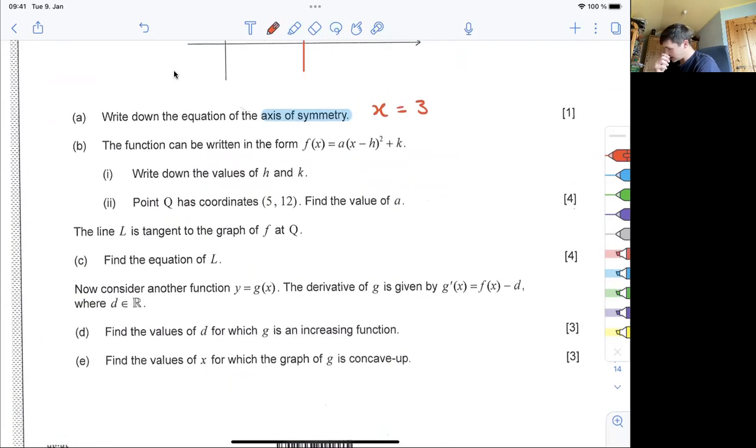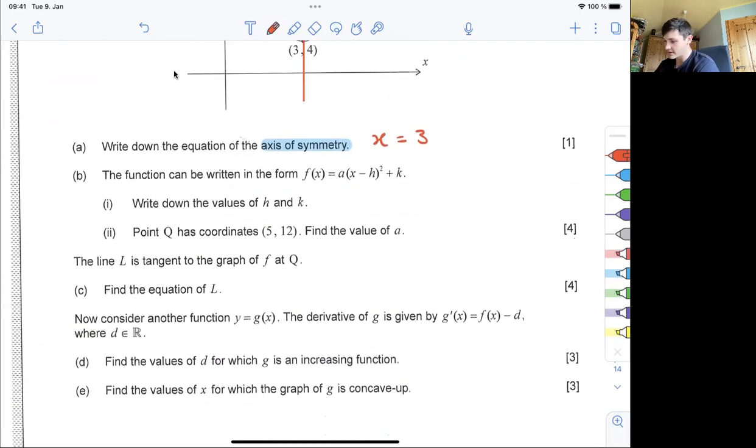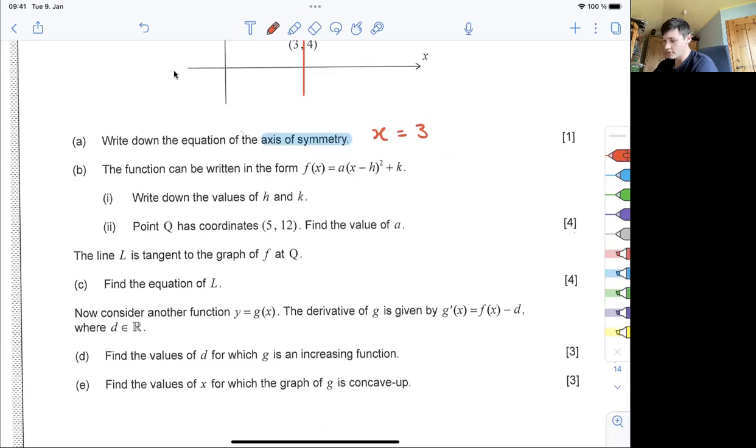So the line L is tangent to the graph of f at Q. Find the equation of L. All right, lovely. So in order to form the equation of a straight line, there are 2 ingredients. I sometimes say it's a very simple recipe. 2 ingredients. You need a point and a gradient. You need a gradient of the line and a point that the line passes through.